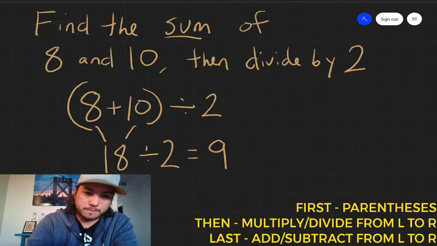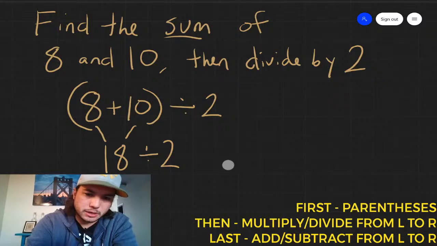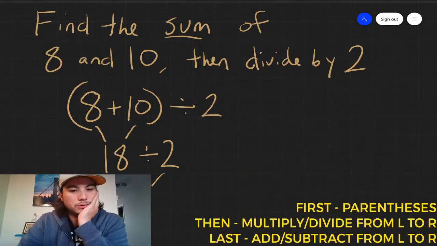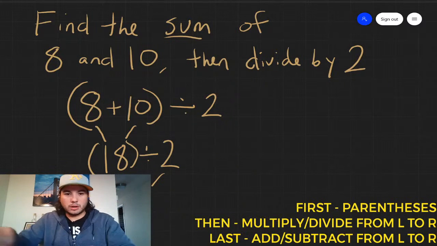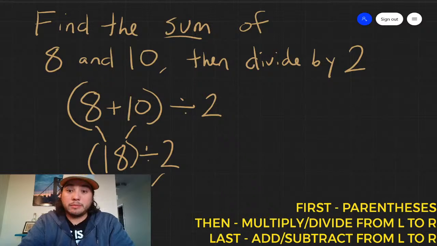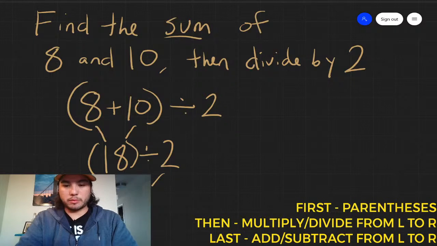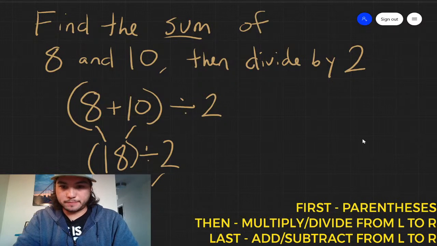There's our equality. I'm not even actually going to put the equal sign in, just to keep it as an expression. So 18 divided by 2 equals 9. And I'll keep my parentheses there so it looks even clearer. Okay, so start with what's inside the parentheses, then multiply or divide, and then add or subtract outside the parentheses at the end.